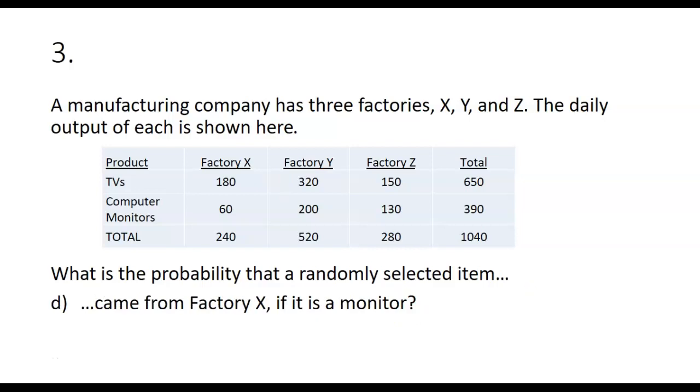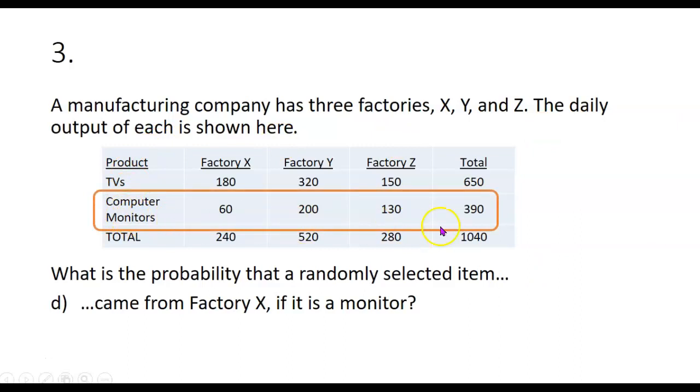Part D, what's the probability that it came from factory X if it is a monitor? So if it's not a monitor, we don't care about it. We only care about the monitors. So if it's one of those, under that condition, we want to know what's the probability that it came from factory X. So just out of these, there's 60 ways that our item might have come from factory X out of 390 in all. So that probability would be 60 over 390, or 0.154.